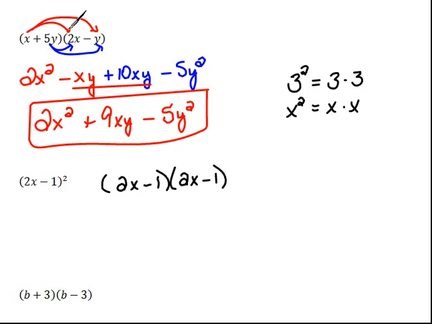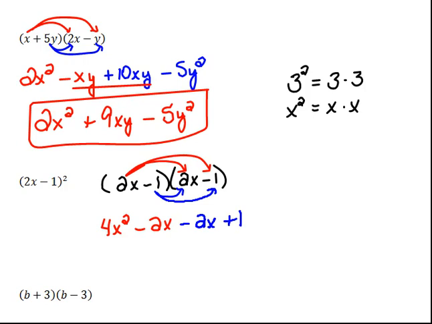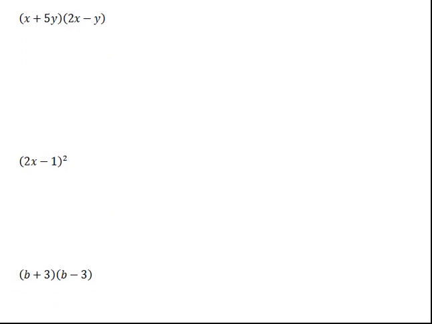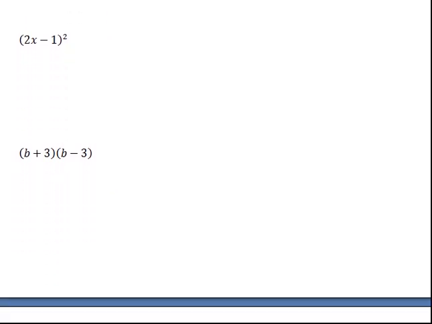Now this looks identical to what we just did. We're going to distribute. 2x times 2x is 4x squared, and 2x times a negative 1 is minus 2x. Now we are going to multiply our negative 1. Negative 1 times 2x is minus 2x, and negative 1 times negative 1 is positive 1. Now we can combine our like terms. So we have 4x squared minus 4x when we combine these two, plus 1. There's our final answer.